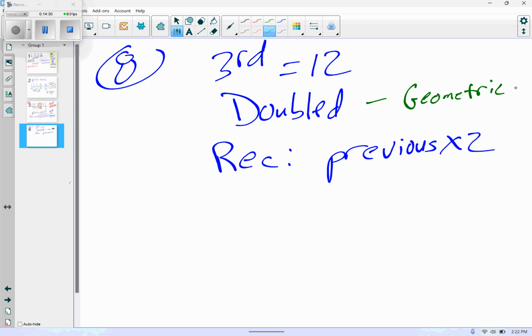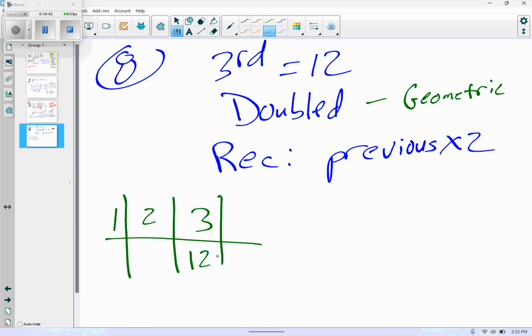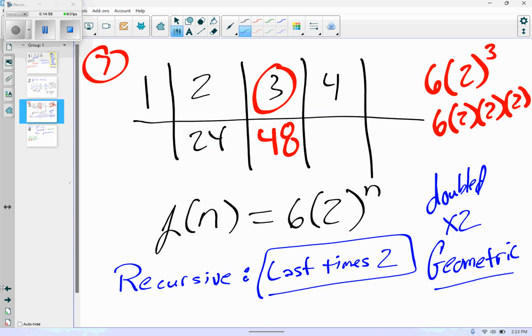Okay? All right, so let's figure out the function. They tell us the third term is this. So if they're being doubled, I'm going to make our little table. I have the first term, second term, third term. This is 12. If it's being doubled and I go backwards, this is 6, and this is 3, right? So if I double 3, I get to 6. If I double 6, I get to 12.